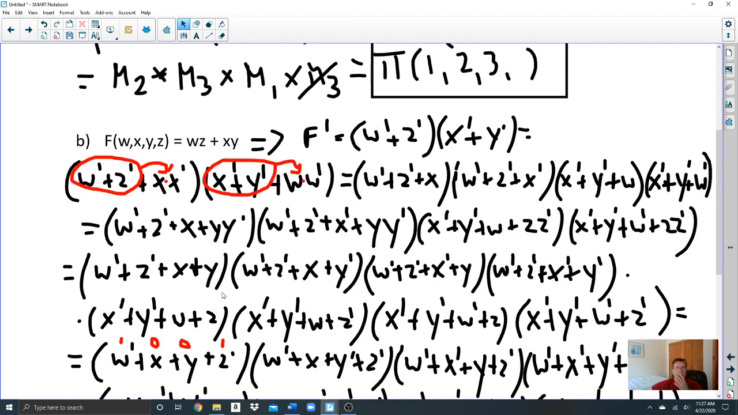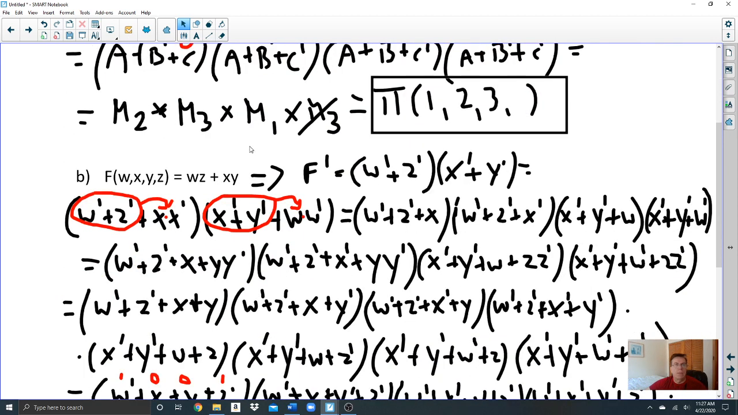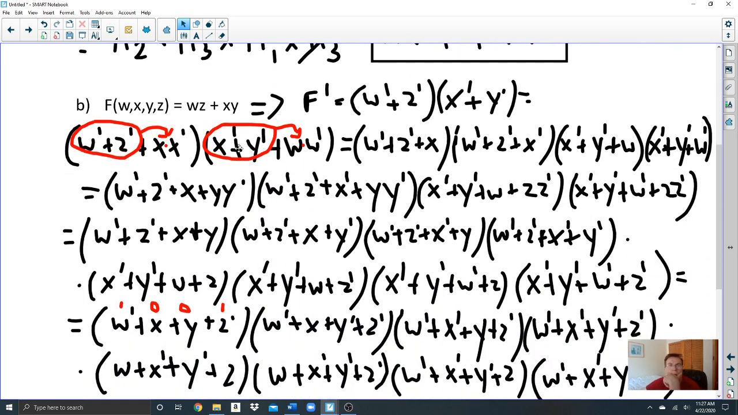Okay. Now let's look at part B. This function is wz plus xy. This is a four variable function. Now let's look at this. You have to break up all those products. That's always the first step. Break up the products into single variables. You can either break up those products using the distributive law, which would be very tedious for this particular example. So we're going to do it a different way.